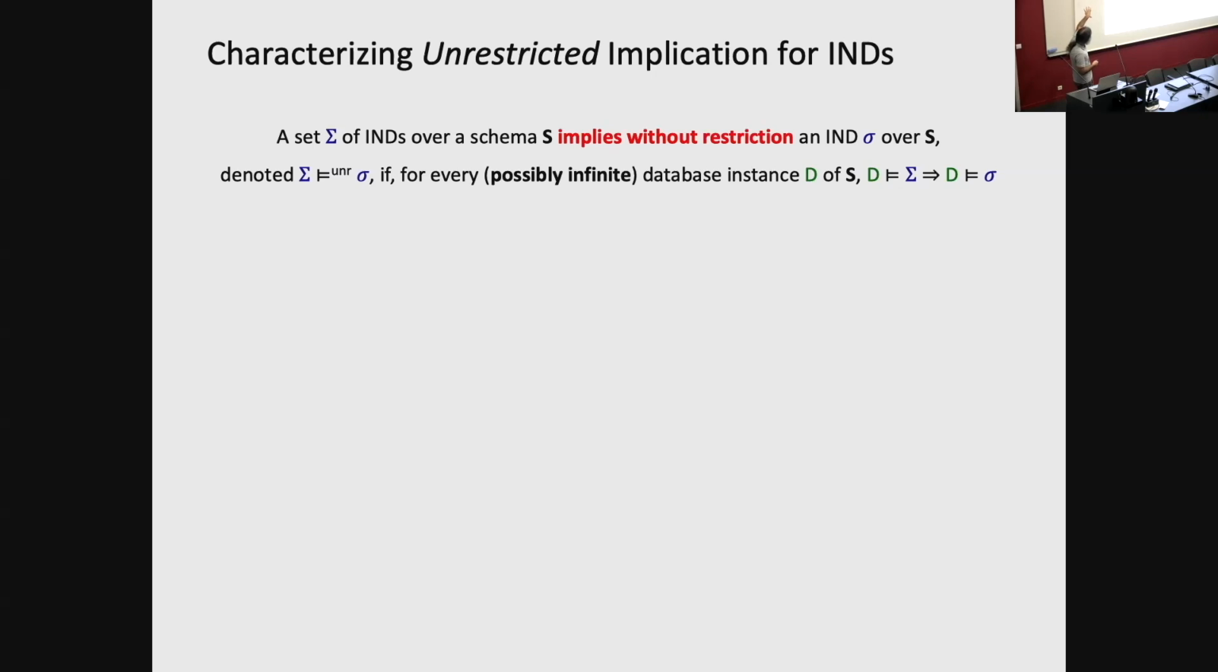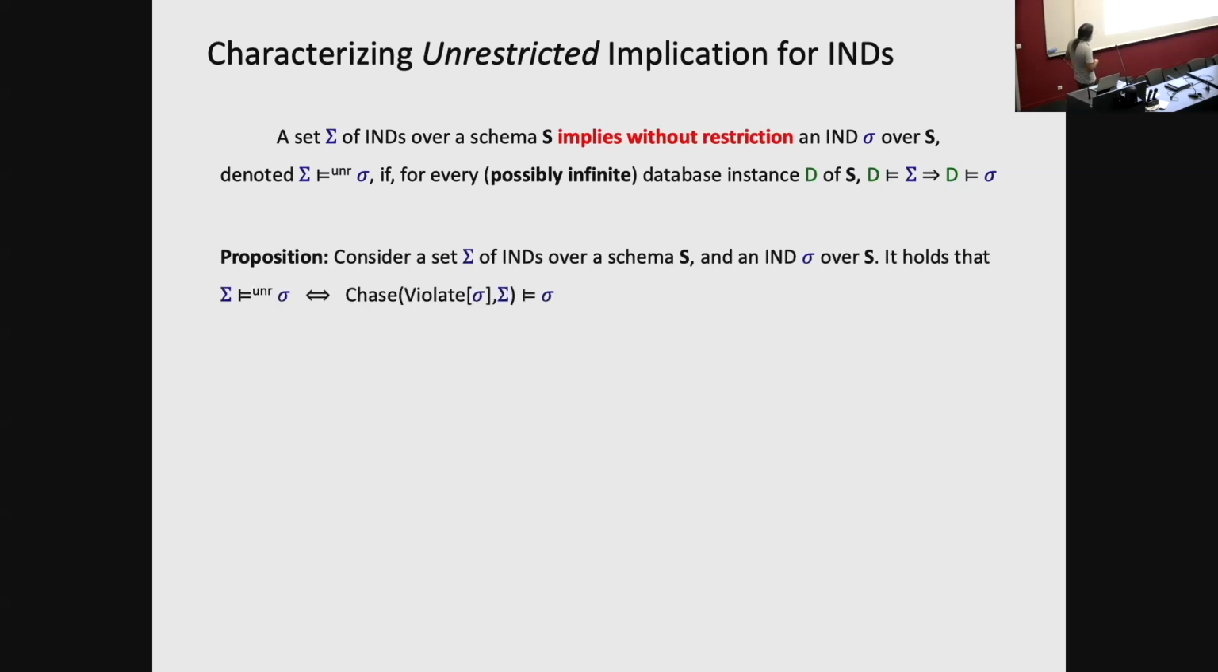Which means now, with the chase that we have defined, because the chase may build an infinite set of atoms, nobody guarantees its termination. The only thing that we can prove is this proposition. So we can prove that the unrestricted implication is equivalent to this statement here. The chase of this prototypical atom that violates sigma under the given set of inclusion dependencies satisfies the inclusion dependency sigma. Is it clear what I'm saying here? But this is not very satisfactory for us, right? Because our goal was to solve the implication problem, which focuses on finite databases. So what do we do now?